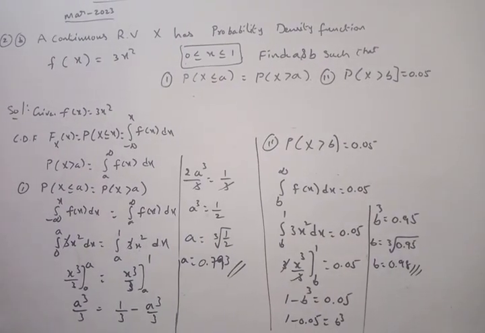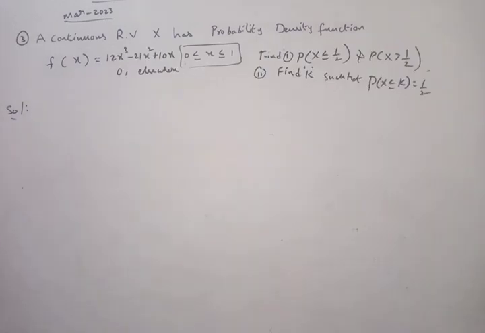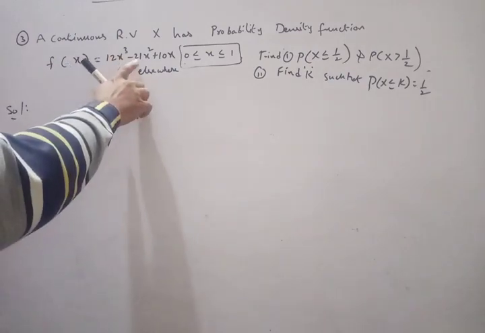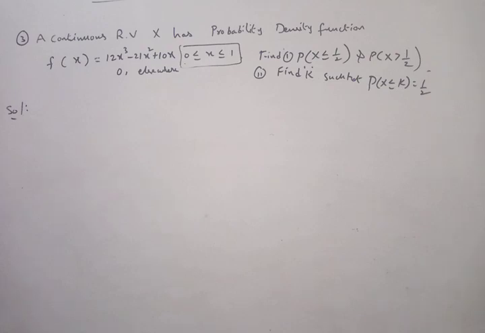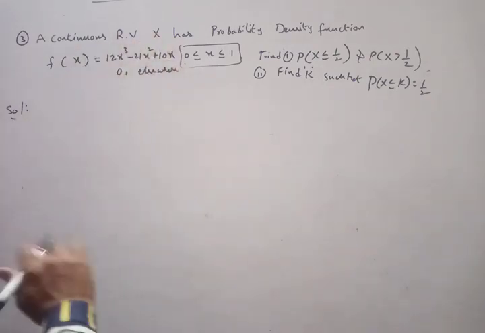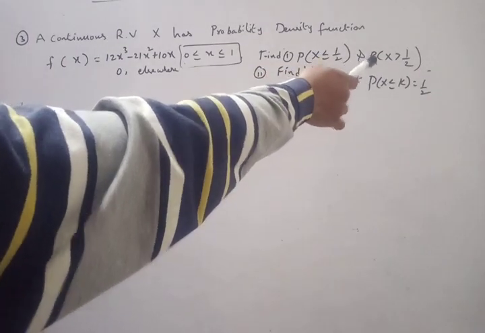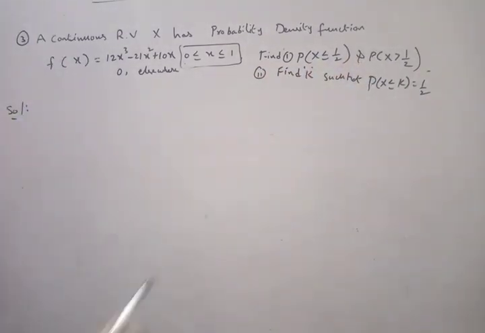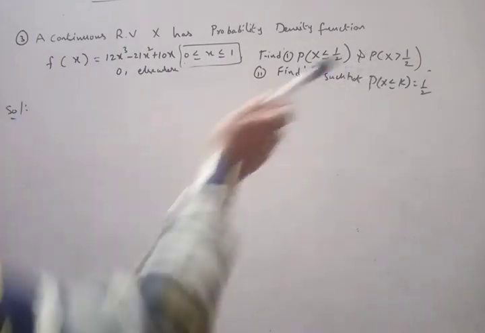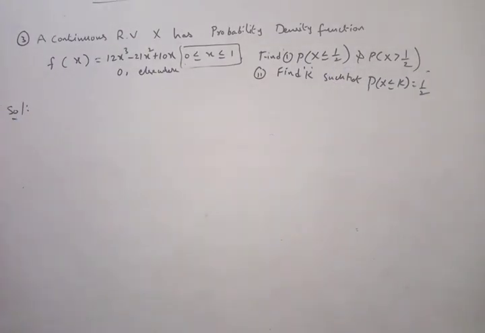So see this problem, okay? No problem. Next, we will solve one more problem. Next, problem number 3. A continuous random variable capital X has probability density function f of x is equal to 12x³ minus 21x² plus 10x, when 0 is less than or equal to x is less than or equal to 1. Otherwise, it is 0. So what do we have to find? We have to find P of X less than or equal to 1 by 2 and P of X greater than 1 by 2. Second bit, find k such that P of X less than or equal to k is equal to 1 by 2.